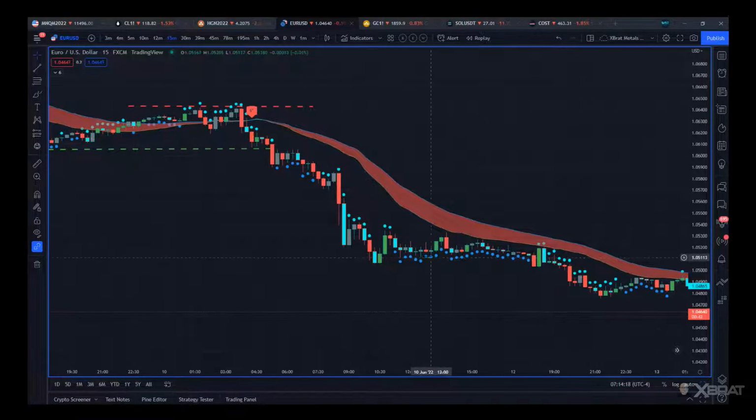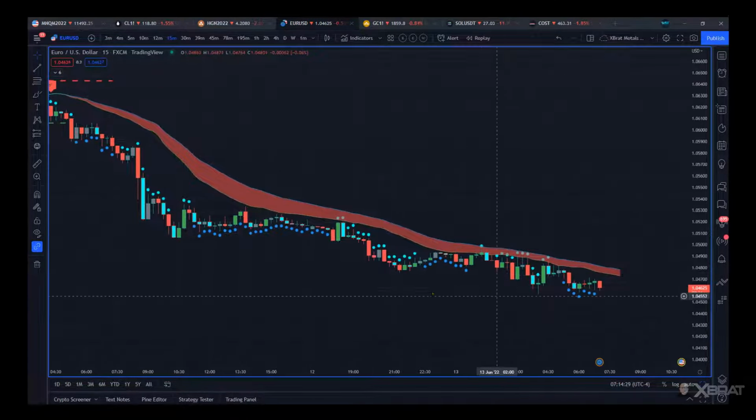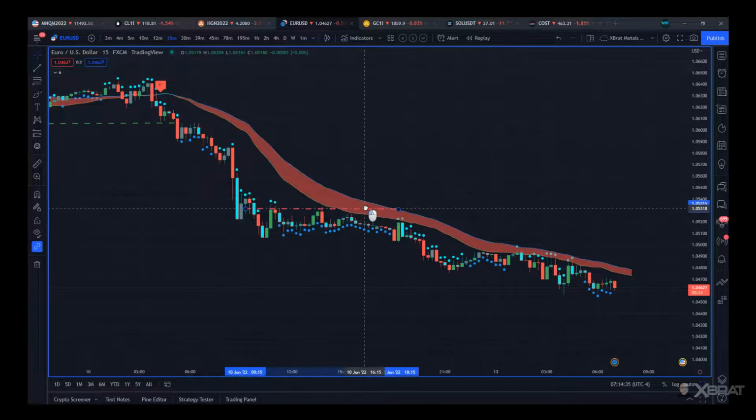Then we go flat with lower than average volume. We do go up with one candle higher than average volume and then down with higher than average volume, comes back down again. And this is where we are right now. The ribbon is still red. We're still in. How to manage this is very simple.